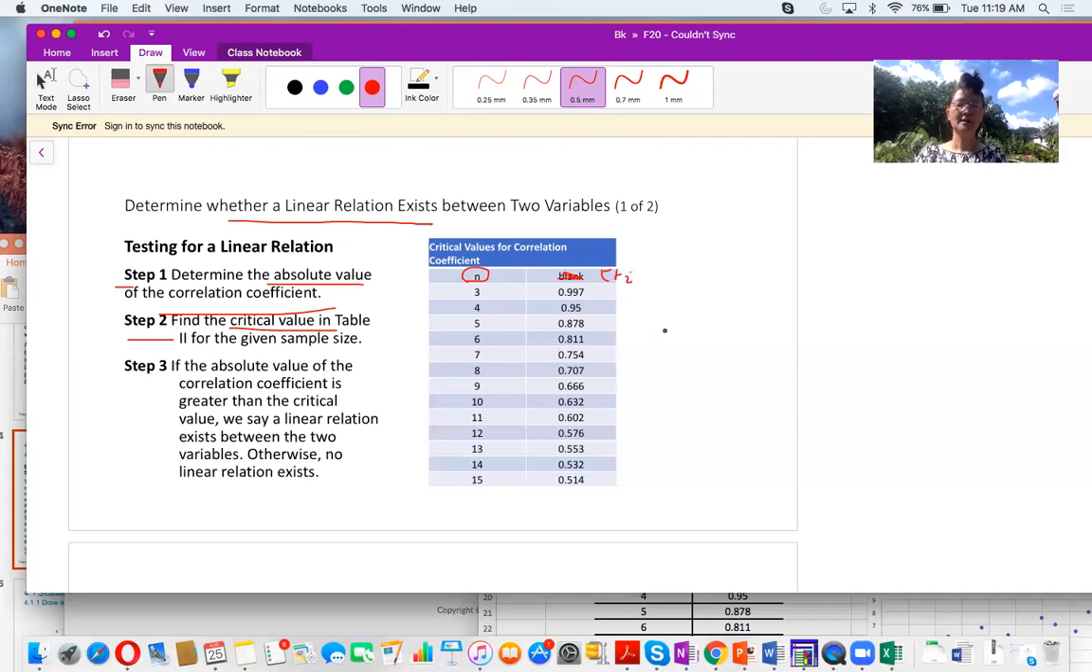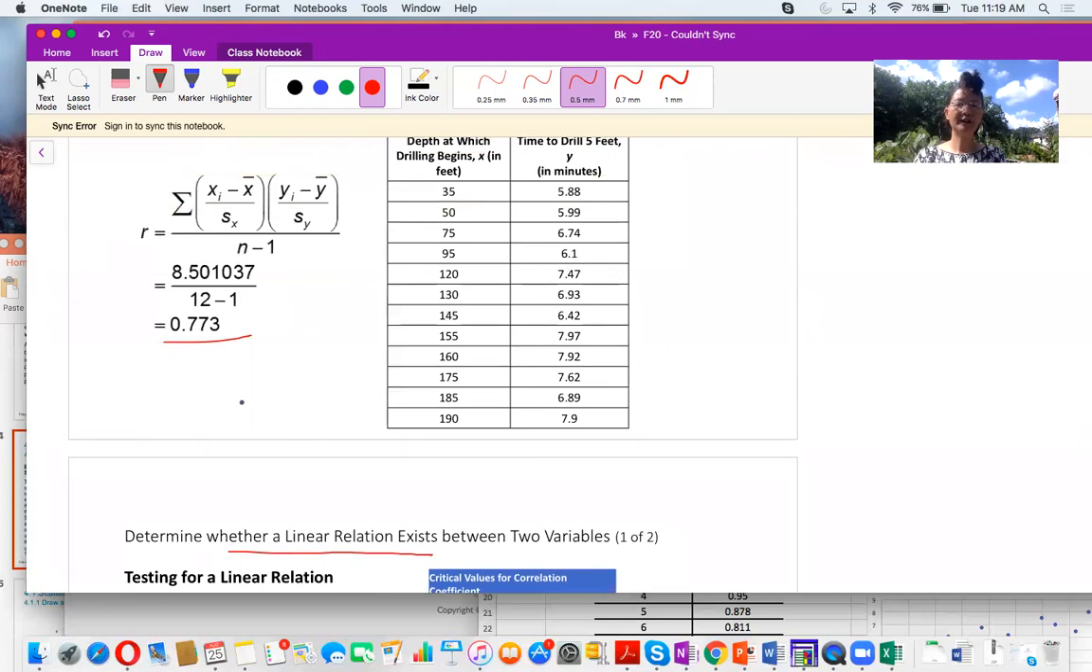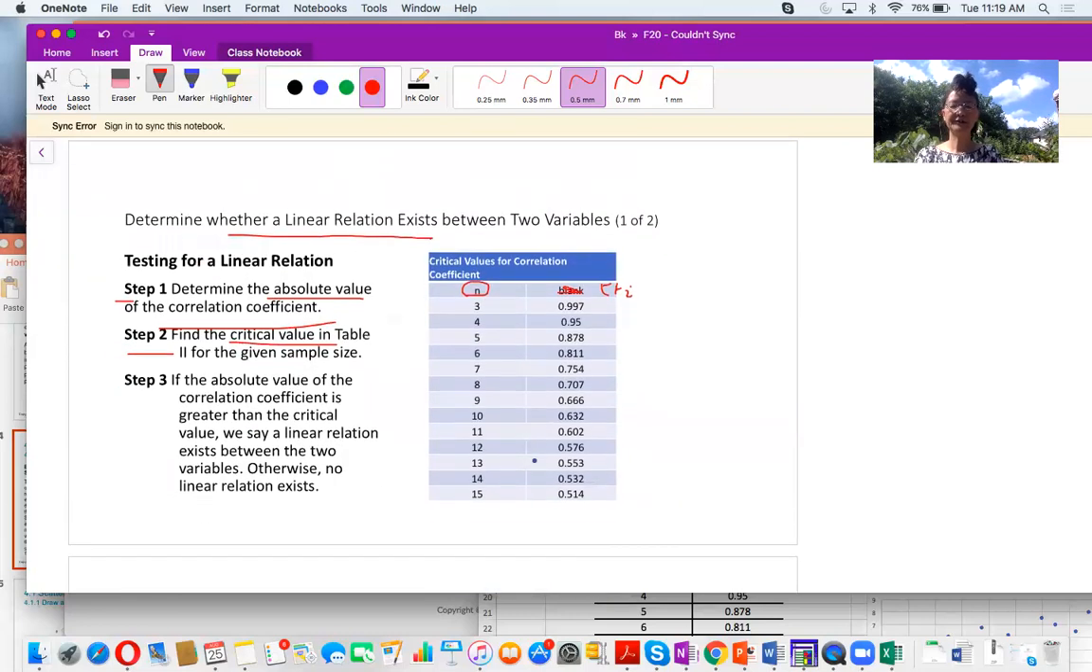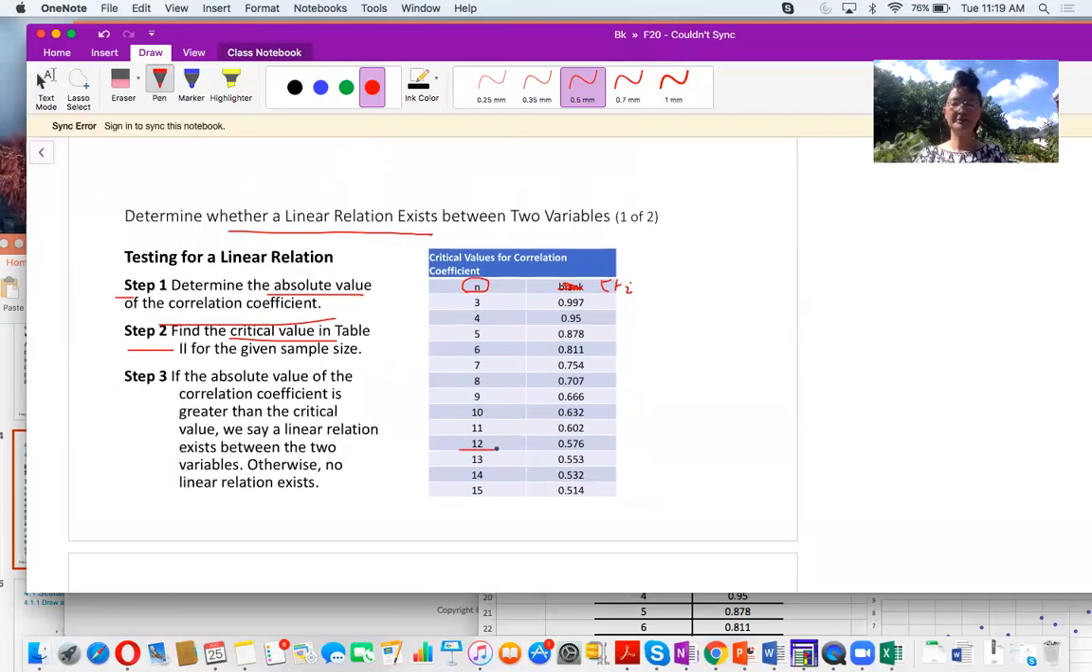For example, in our example here, we know n equal to 12, sample size equal to 12. When sample size equal to 12, what is the critical value? So look at here. When sample size equal to 12, critical value 0.576. So we found the critical value. And step 3, compare step 1 with step 2, okay?